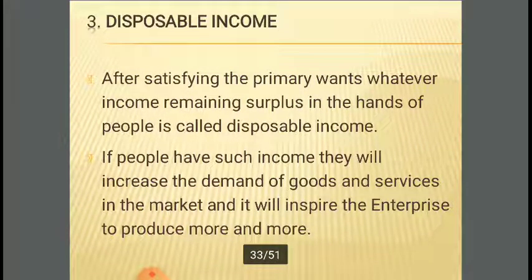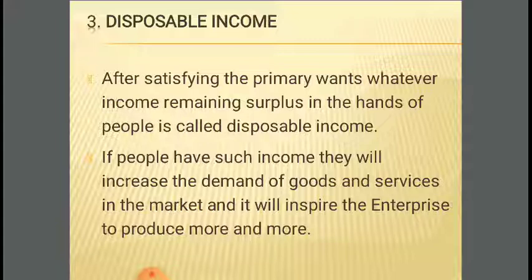The third one is disposable income. So what is disposable income? Income that you dispose of on purchasing luxuries is known as disposable income. The definition written here is, after satisfying the primary wants, whatever income remains surplus in the hands of people is called disposable income. So the formula will be total income minus spending on basic necessities equals disposable income.